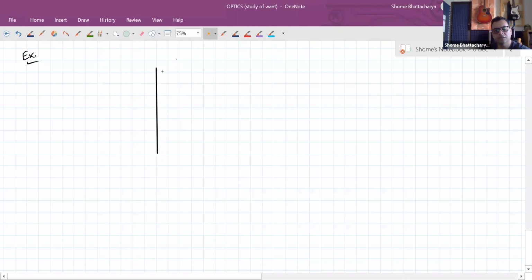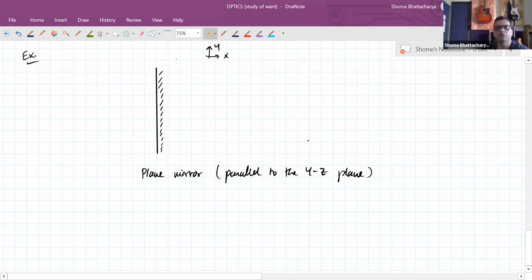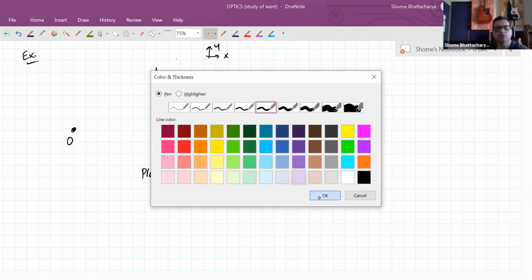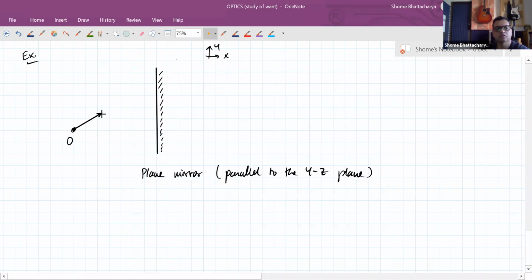So we have a plane mirror like this. If this is the XY plane, then this is a plane mirror which is parallel to the YZ plane. So that is perpendicular to the plane of the diagram you can see. The board's plane or the whiteboard's plane is the XY plane. Now we have a point object over here which is moving with a velocity which is like this. So this is the velocity of the object.